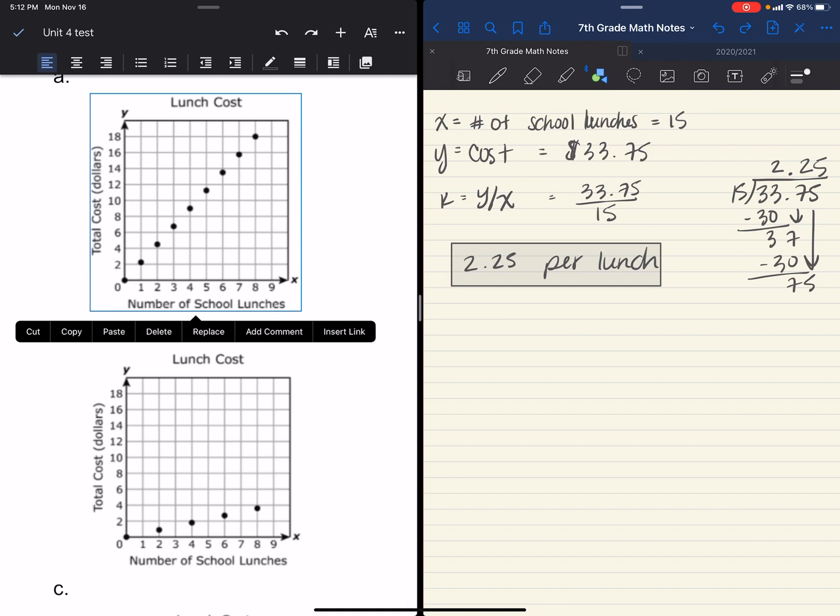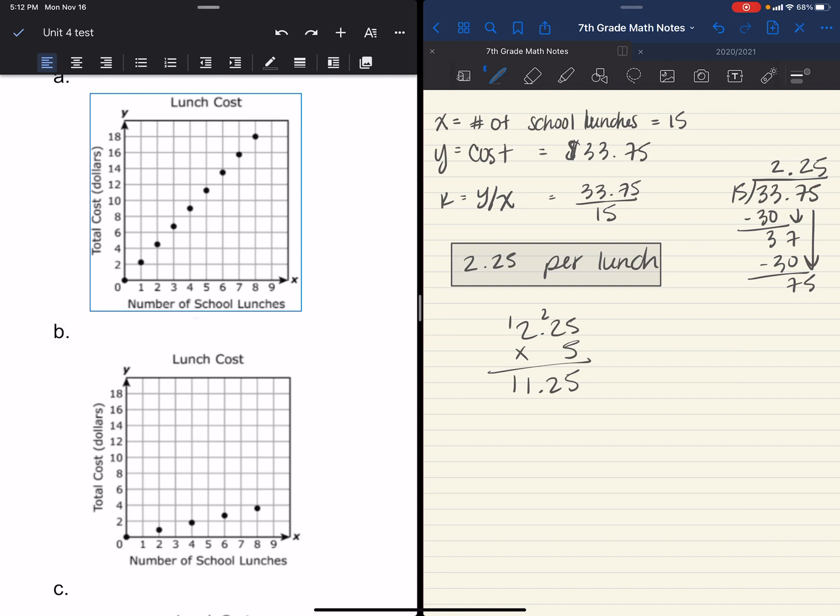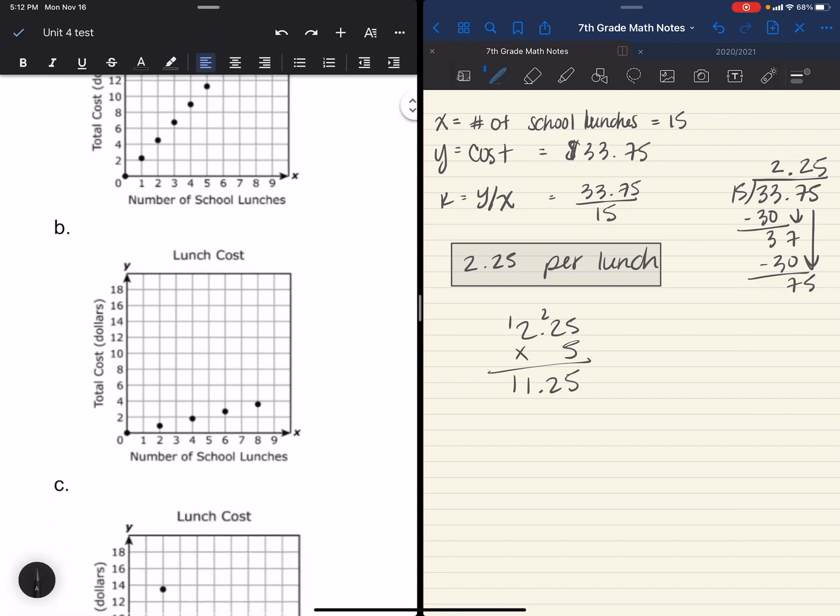Whoa, what was my pen doing? $2.25 times 5, just to do like a checkpoint. 5 times 5 is 25, carry the 2. 2 times 5 is 10, plus 2 is 12. Carry the 1. 2 times 5 is 10, plus 1 is 11. So it should cost a little over 10. So for the 5 it is a little over. A is my answer. Let's go through and look at B.